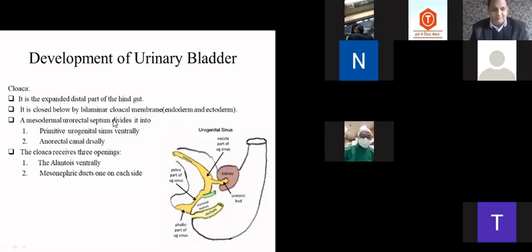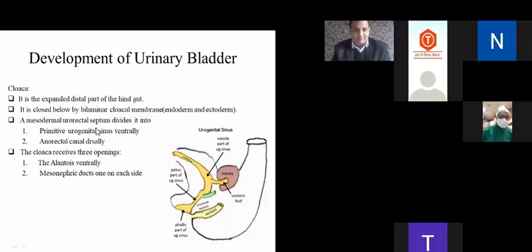It is closed below by a bilaminar cloacal membrane, that is the fusion of the endoderm and the ectoderm. Then later on, a mesodermal urorectal septum divides it into a primitive urogenital sinus ventrally and anorectal canal dorsally. So in this diagram, we can see this urorectal septum is developing, and it is dividing the cloaca.